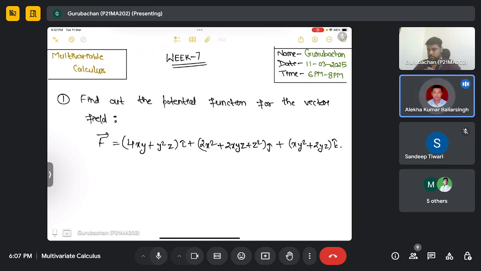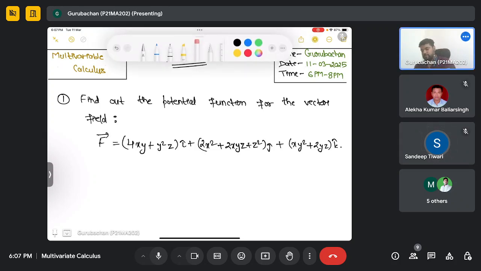The answer is coming 2x square y, yes, plus xy square z, yes, plus yz square. And is there no constant involved in this? Sir, plus constant. Right, yeah, plus constant. 2x square y plus xy square z plus z square y plus c. Yes, correct.